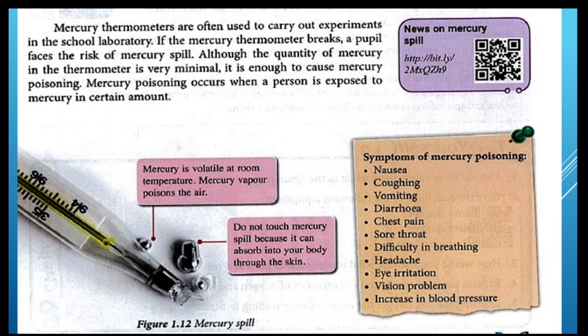This is specific to a mercury spill. We know mercury is inside the thermometer in the lab. Mercury is volatile at room temperature, it evaporates very easily, and its vapor is toxic. So when the thermometer breaks and mercury spills, do not touch the mercury because it will be absorbed into your body through the skin. So, do not touch it.